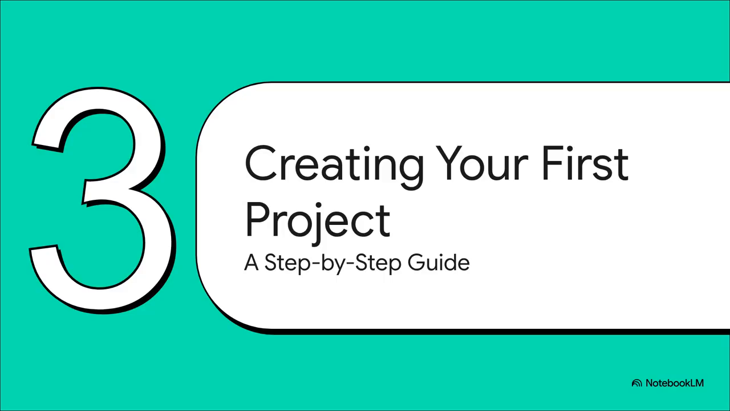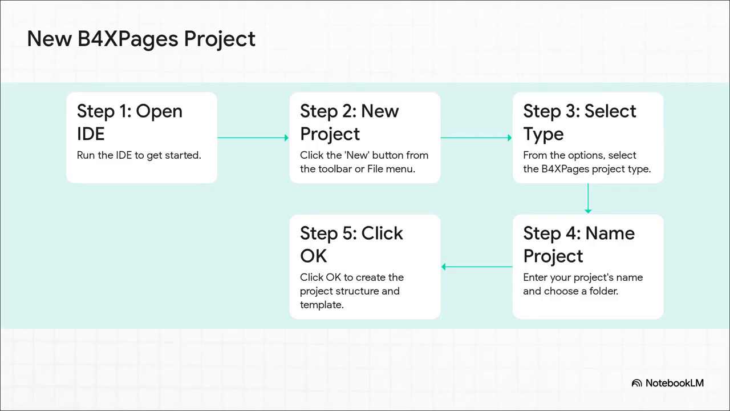All right, enough talk, enough theory. Let's actually get our hands dirty. We're going to walk through the process of creating your very first B4XPages project, and you'll see just how simple it is. And I'm not kidding, it really is as simple as these 5 steps. You open your IDE, the main program where you write all your code, click New Project, pick B4XPages, give it a name, and that's it. You're ready to roll. Let's see exactly what that looks like in action.